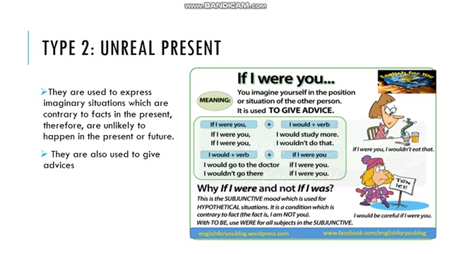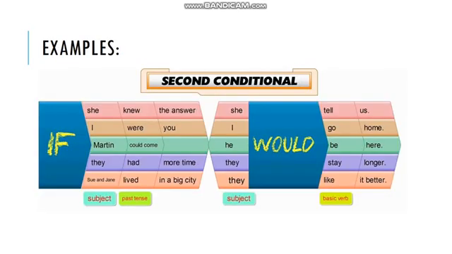I would be careful if I were you, or we can change the form: if I were you, I would be more careful. There's no difference. Let's look at some more examples. If she knew the answer, she would tell us. Actually, she doesn't know the exact answer. If I were you, I would go home.